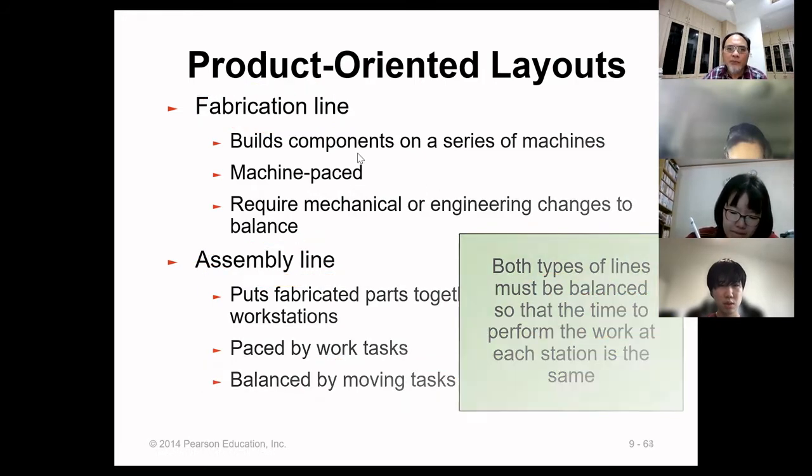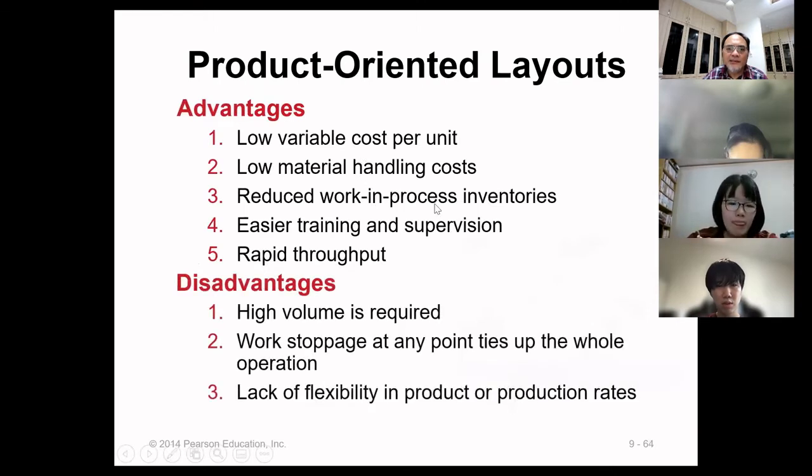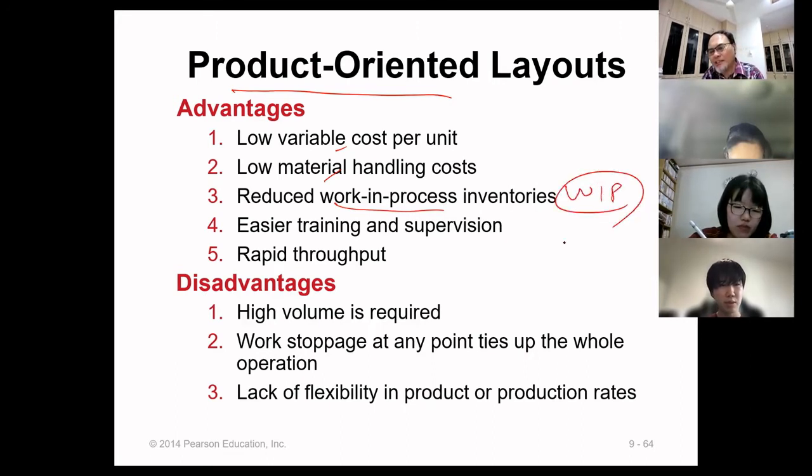So to balance the line, of course, in terms of advantages, product-oriented, like we have seen in product strategy, right? It has low variable cost per unit, low material handling, no work in process stocks. WIP is the short form. If you're in manufacturing, people say WIP, which is actually work in process inventories. Easier training and rapid throughput. But of course, there are disadvantages. You must have high volume.